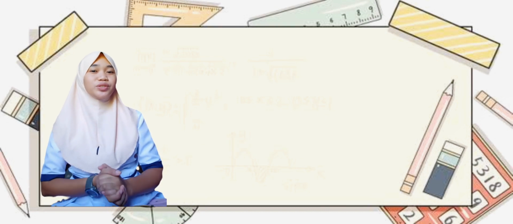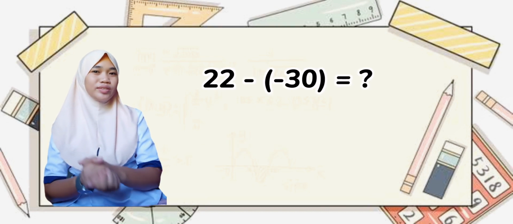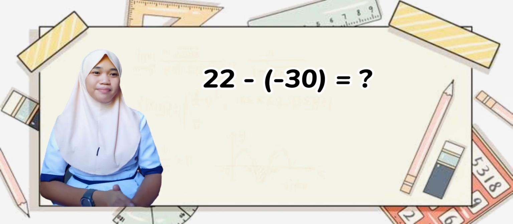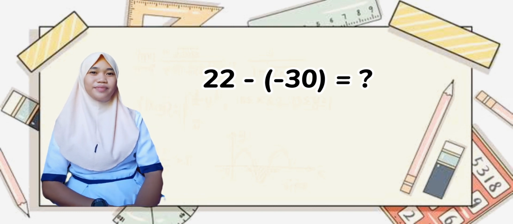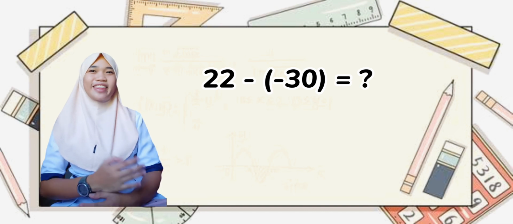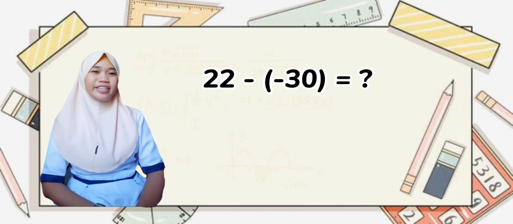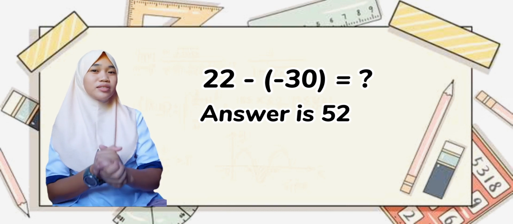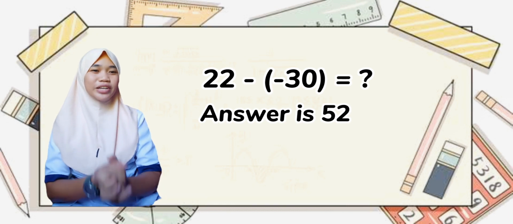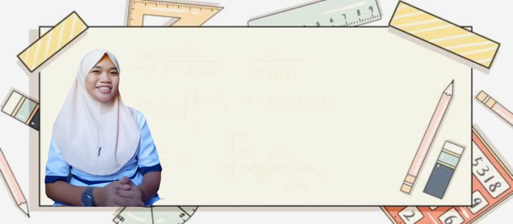Okay, it's your turn now. What is 22 minus -30? Raise your hand if your answer is -52. Okay, there is none. Very good. The answer exactly is 52, which is positive 52. Impressive, you got it already.